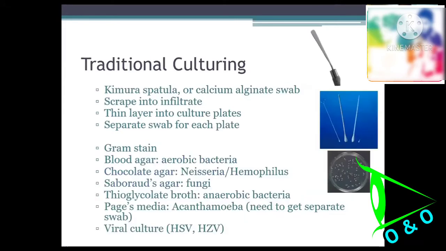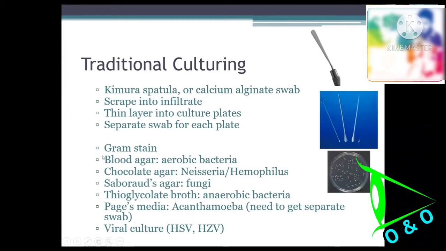So how do you culture? In the books, the Kimura spatula, which is shown here, is the classic way of culturing, which we don't really use too often, but if you do happen to find one, you'd have to sterilize it and use it to scrape into the infiltrate and culture it over different culture plates. You can also use a calcium alginate swab, which is almost like a mini Q-tip, to do the same thing. You can send the cultures for Gram stain.